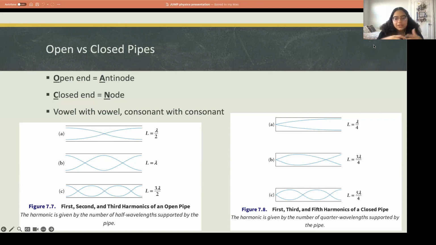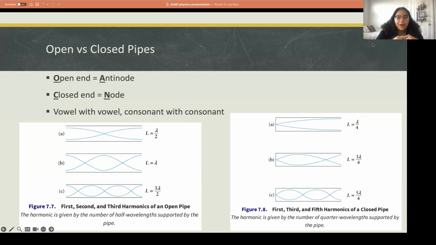And so then you can also see the first, second, and third harmonics on the open pipe. Whereas for the closed one, you're looking at the first, third, and fifth, because the harmonic is given by the amount of quarter wavelengths. But for an open pipe, it's given by the amount of half wavelengths. Just kind of like terminology, it's good to familiarize yourself with.